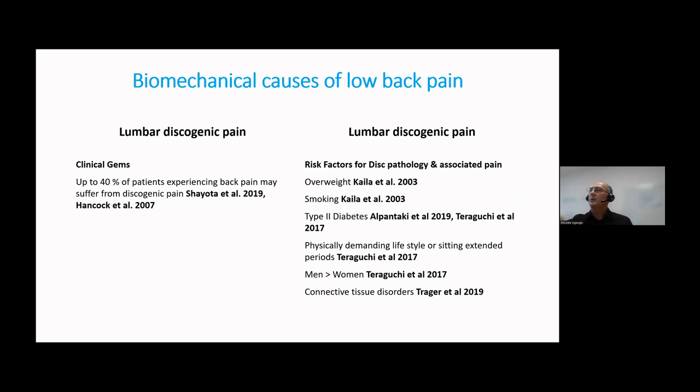The other topic, one of the most common conditions that spine specialists see, is discogenic pain. According to Shayota and Hancock, up to 40% of patients experiencing back pain may suffer from discogenic pain. I wanted to see the risk factors again, and they are very similar to facetogenic pain. Again, overweight, smoking, and we'll see how smoking affects this not only as a risk factor but also as a causative factor. Type 2 diabetes, physically demanding lifestyles, or sitting for extended periods, again accumulating microtraumas. Men are more inclined than women, as well as those having underlying connective tissue disorders.